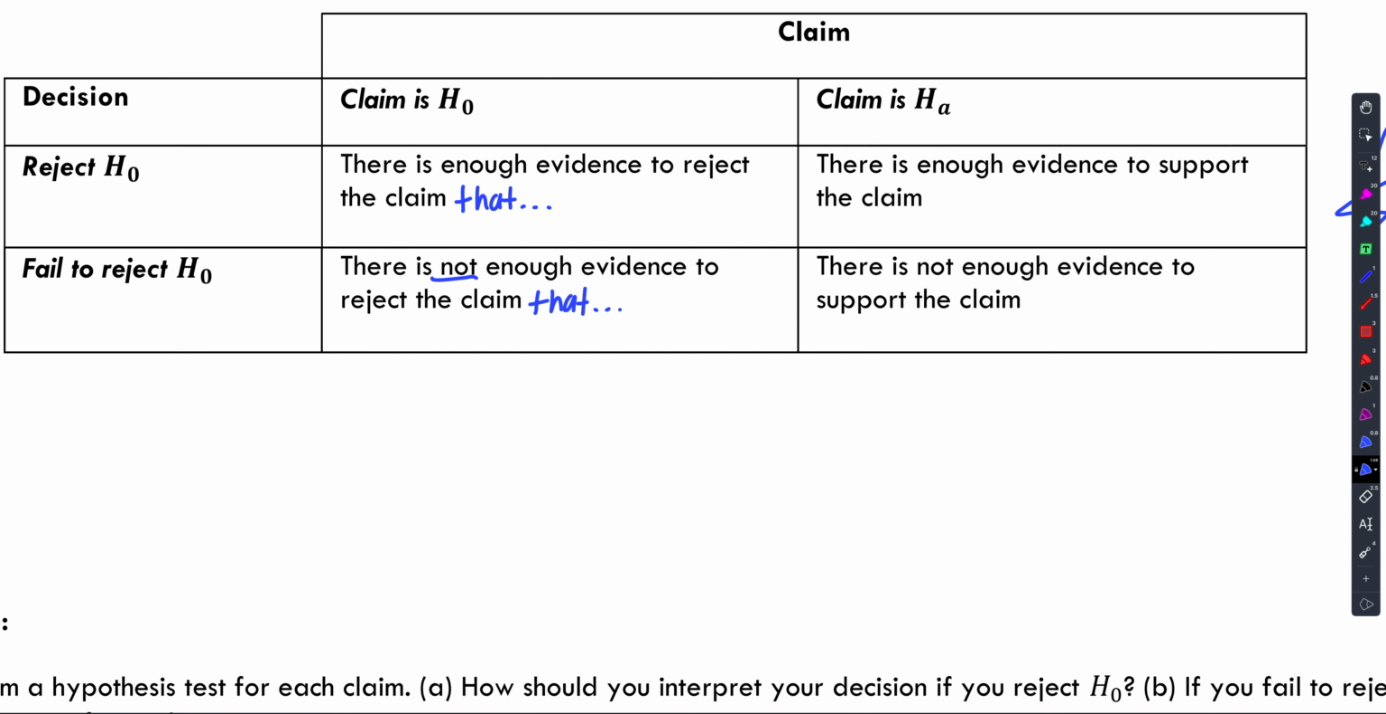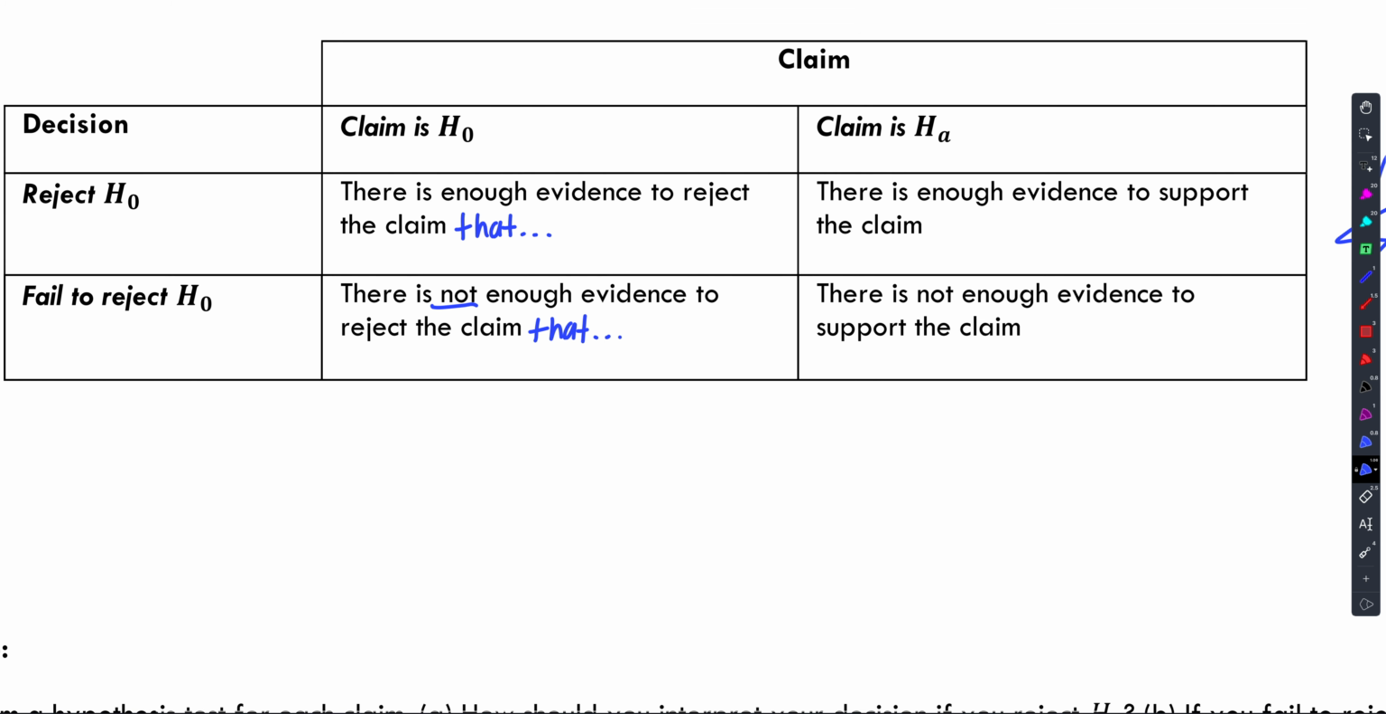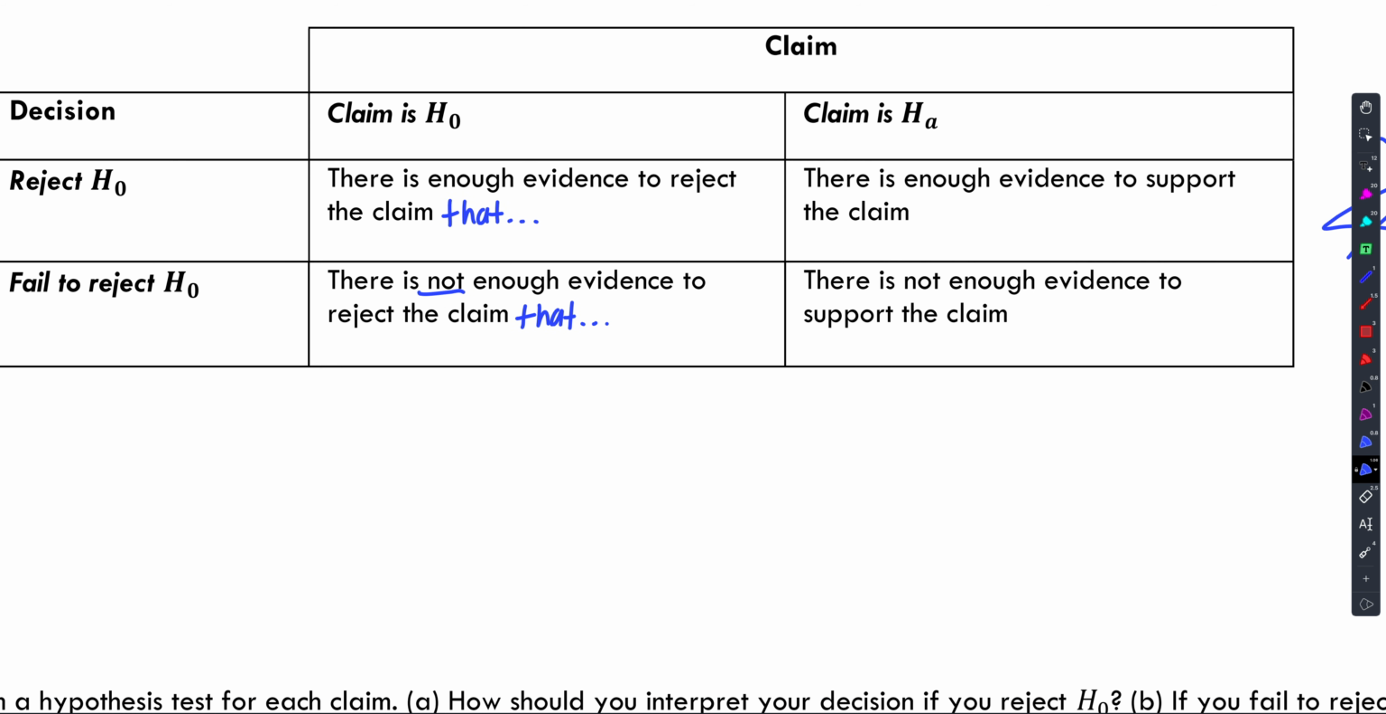All right, so that's if your claim is the null hypothesis. What happens if your claim is the alternative hypothesis? The wording changes a little bit. If you reject the null when your claim is the alternative, you're going to say that there is enough evidence to support the claim that. That's the difference here. So if you're rejecting the null, you are supporting the alternative.